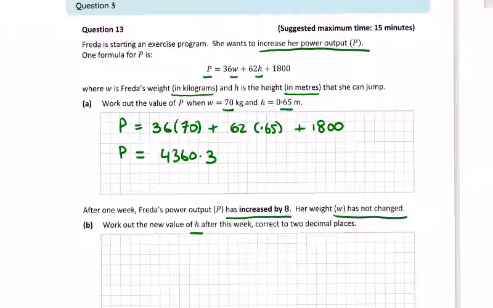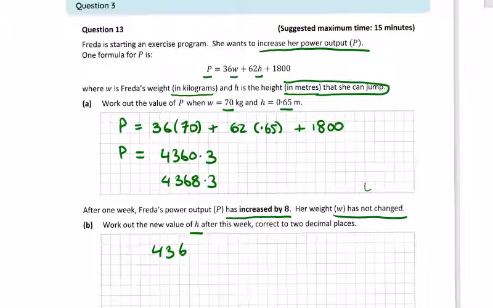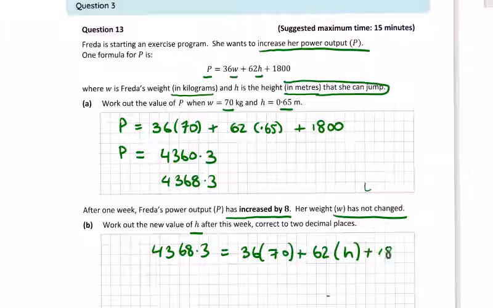Now Frida's weight and height, and it's the height that she can jump, not her height, hasn't grown in a week. So let's have a look. Her new power output is 4368.3. Okay, so 4368.3 is equal to 36 times, just double check here, her weight has not changed, the W, 70, plus 62 by H, how much she can jump, we don't know what that is, so we're going to leave as H, plus 1800. So we can do this in one step.